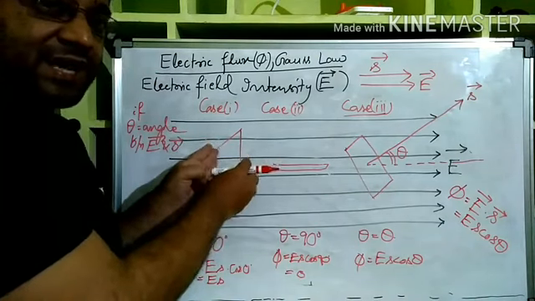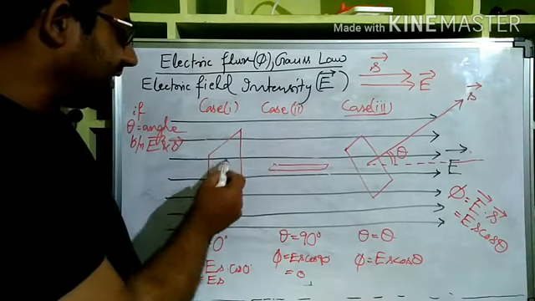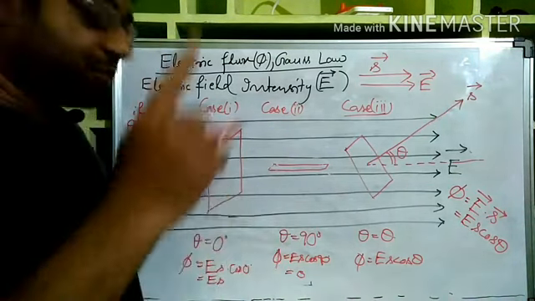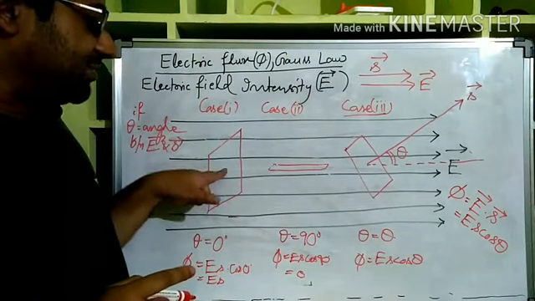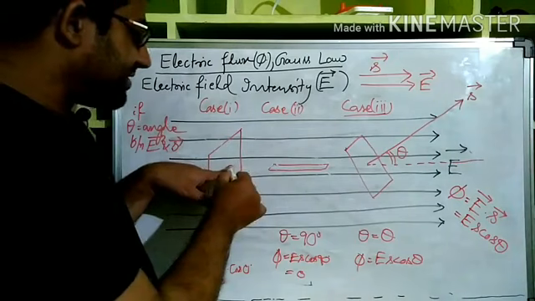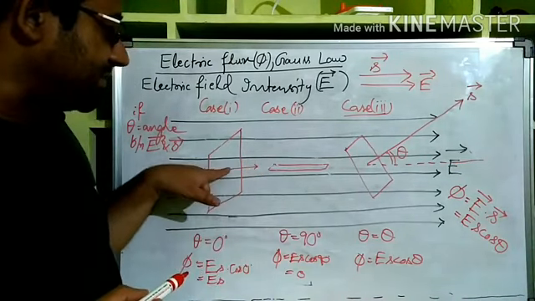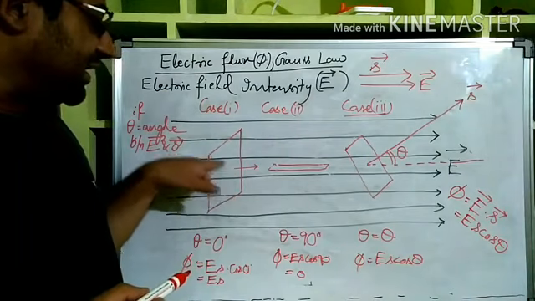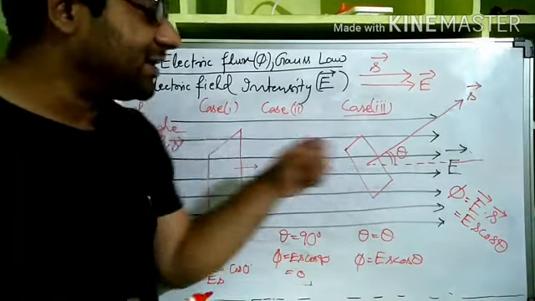This is the first case. And this can also be said as the direction between electric field and area is 0 degree. The same thing means this only, case 1 only. The direction of the area is the outward normal only. The angle between the area and electric field is 0 degree.